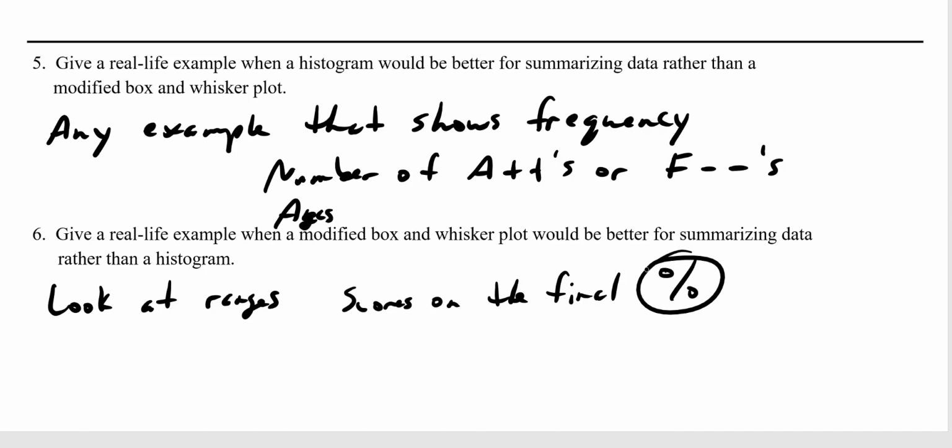Okay, so that's probably where it would be best, when you're looking at, like I said, the range of some data, as opposed to frequency. So again, the key word for a histogram is frequency, and the keyword for a modified box and whisker plot is ranges. Okay? All right, cool. We're almost done there, math fans. Whew, long lesson.